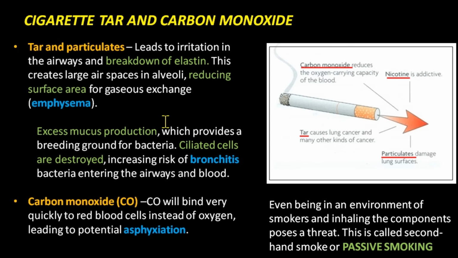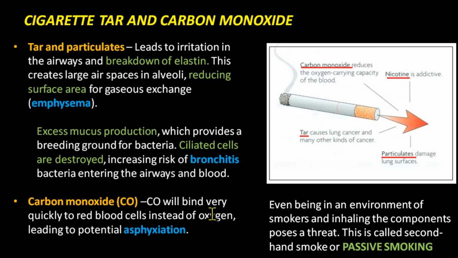bacteria. Ciliated cells are destroyed, that's basically cells with tiny hairs on them, and this would increase the risk of bronchitis because those tiny hairs actually trap dust and bacteria. So bacteria would now enter the airways and the bloodstream, which could lead to other infections as well.